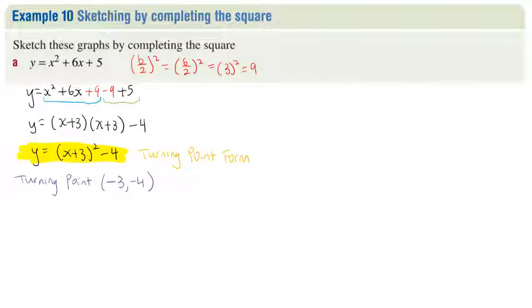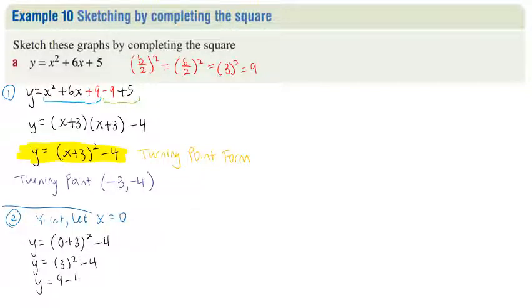Alright, so that's done, the first thing. Now the next thing we're going to do, so I might just put this as number 1. Number 2, we're going to find the y-intercept. So to do that, we let x equal 0. So we're going to have y equals, now you can either use the initial equation or the one we've just done. I'm just going to use the one we've just done, the turning point form. So (0 plus 3) squared minus 4. So 0 plus 3 is just 3. 3 squared minus 4.